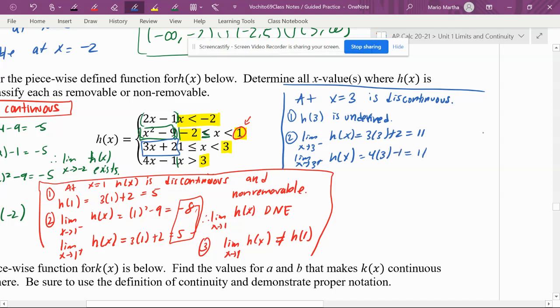So since we're approaching the same value from both the left and the right, we can say that the limit as x approaches 3 of h of x exists, right? So here, since it exists, we can say that it is discontinuous, but since h of 3 is undefined, this would be removable. So it's discontinuous and removable.